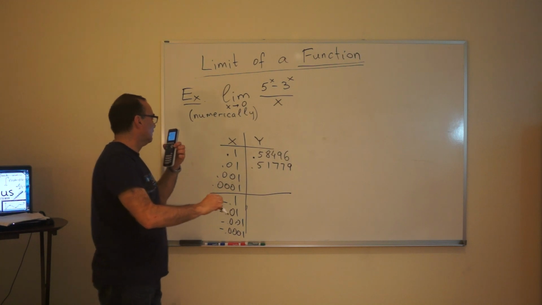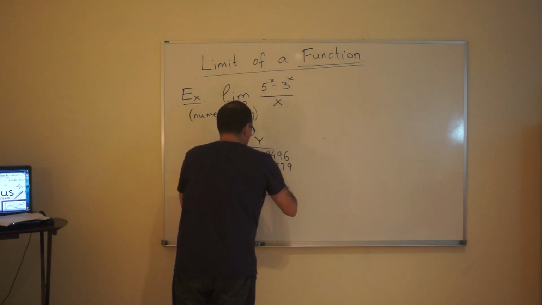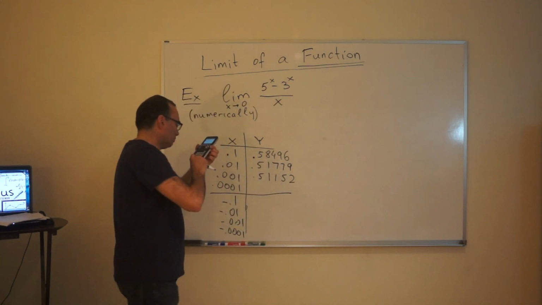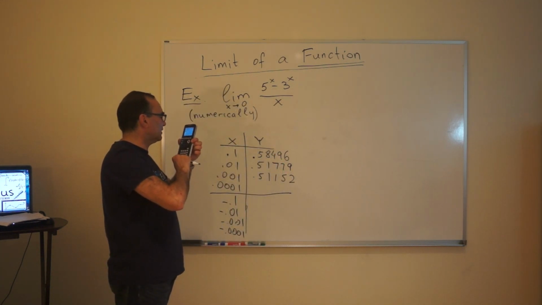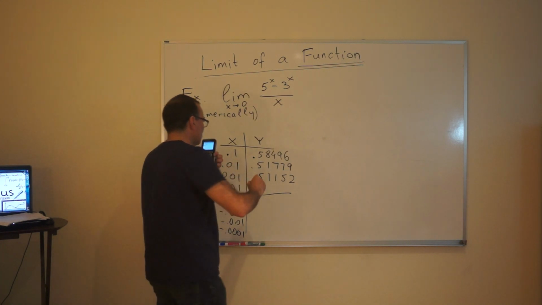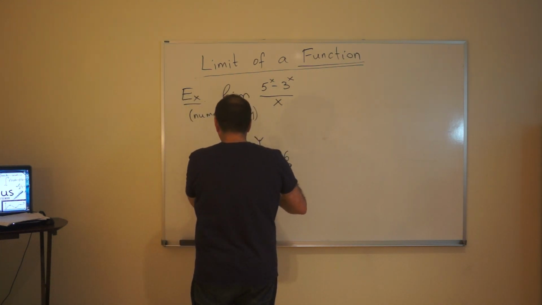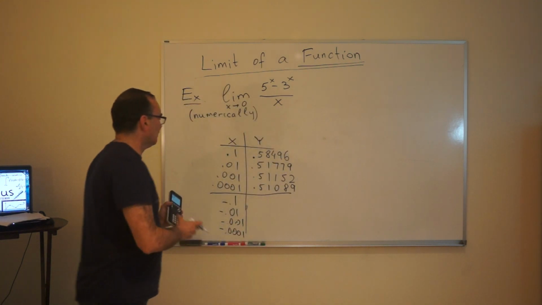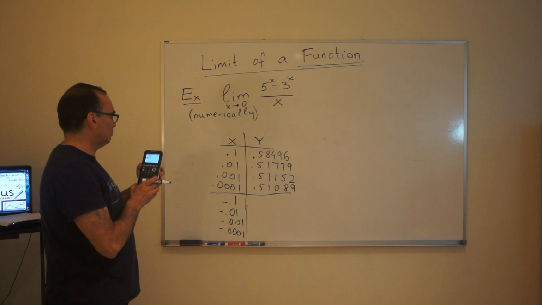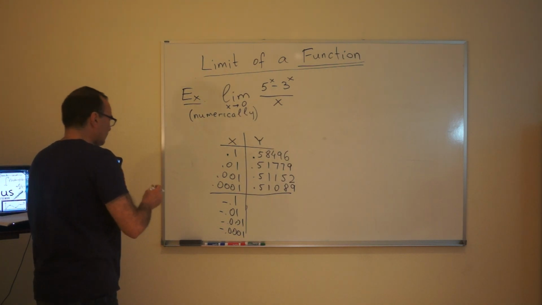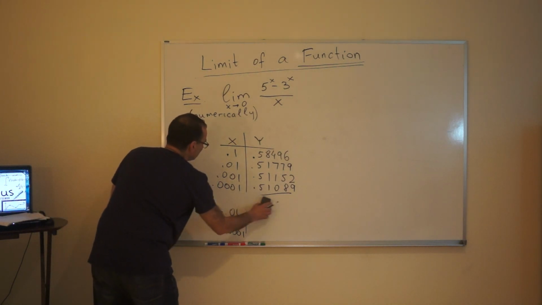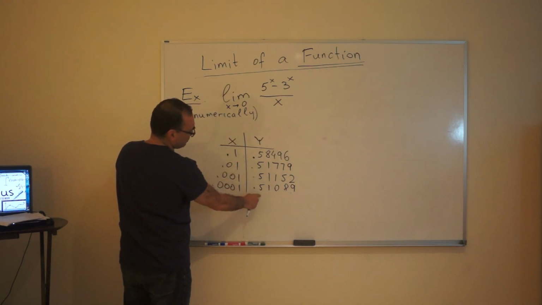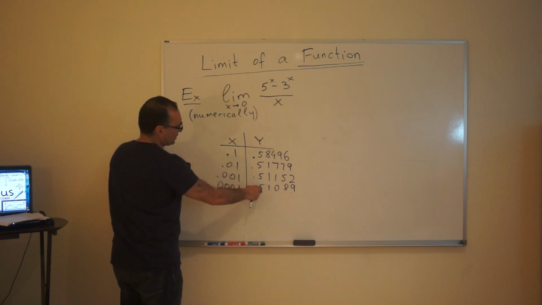So let's try some more. 0.001 will be 0.51152. And one more, 0.0001. The answer is 0.51089. So what can we tell? Maybe what I want to do, I want to actually continue. Because we can tell that it probably will be 0.5, because 0.5 is kind of stable.